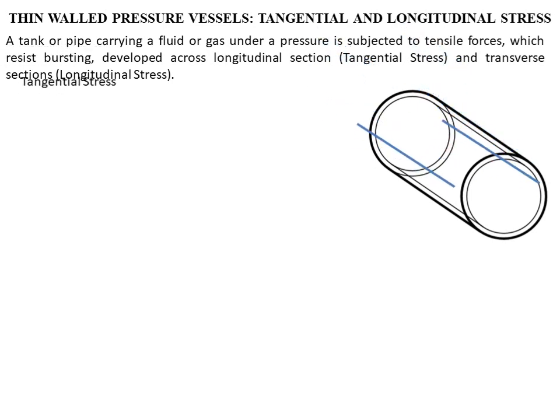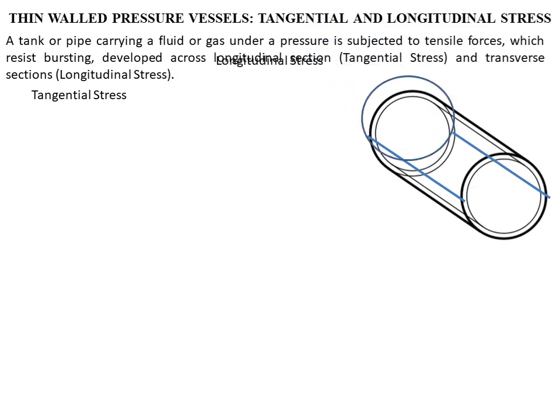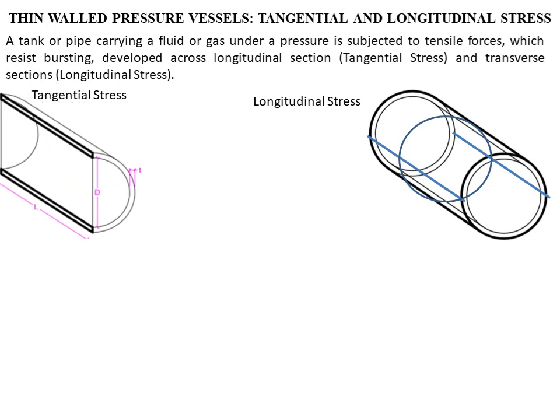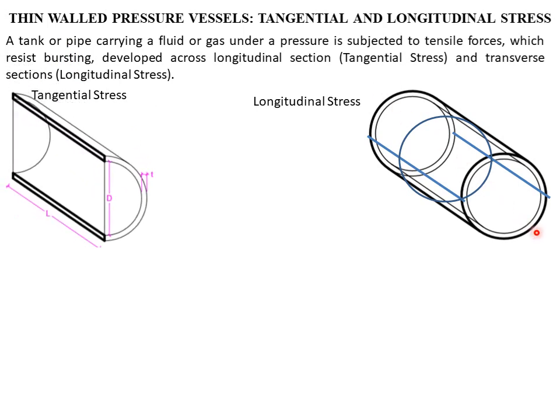So one is the tangential stress. Tangential stress develops along the longitudinal section. And then the other one is the transverse section, which produces a longitudinal stress. We will call it longitudinal stress. Okay, so let's try to cut this tank along the longitudinal. So this one.